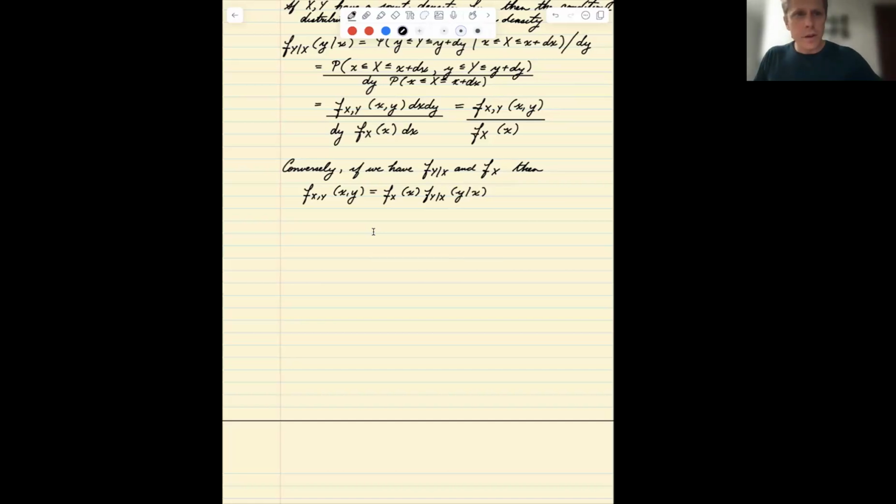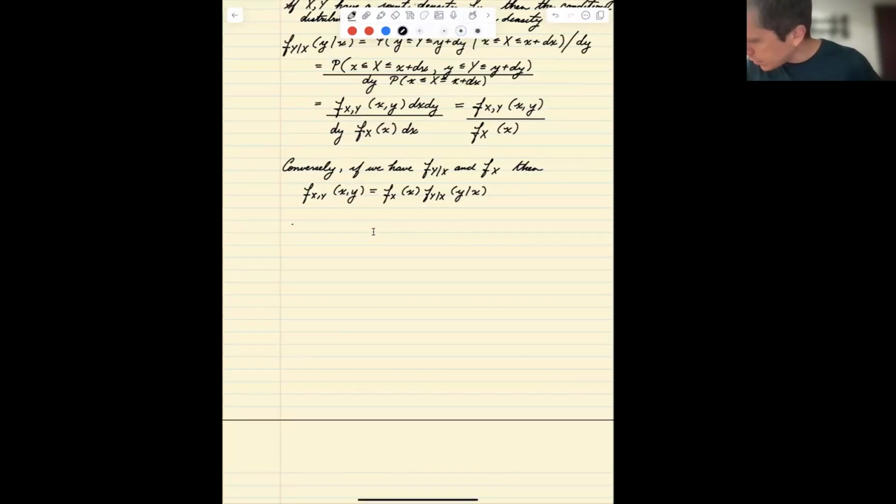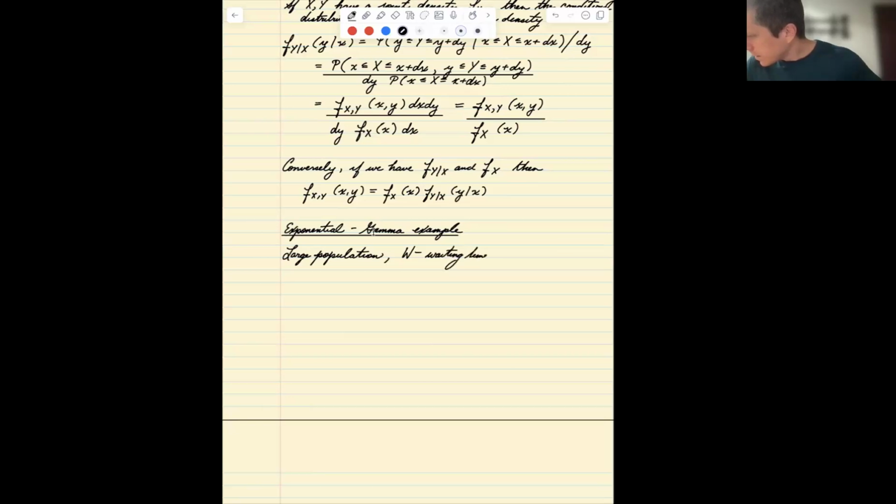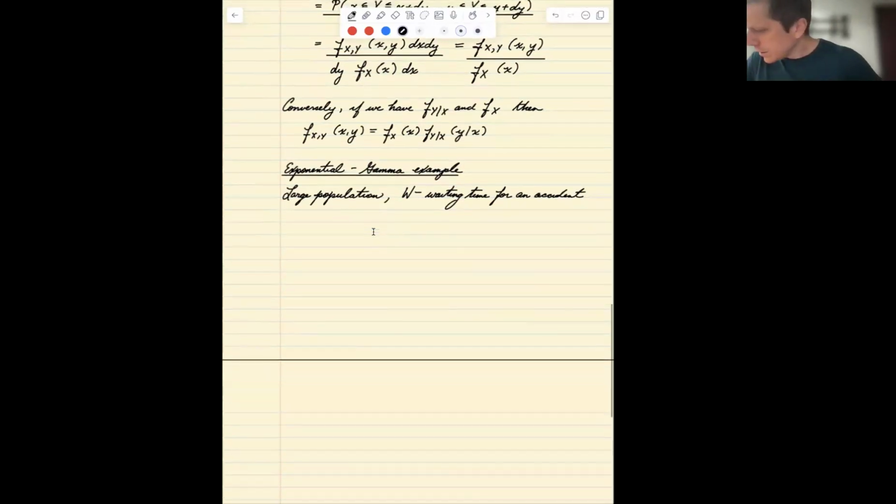Okay, so now let's look at an example involving waiting times and exponentials and gamma. So the exponential gamma example. So we're going to assume a large population, and W is going to be the waiting time before an accident occurs.